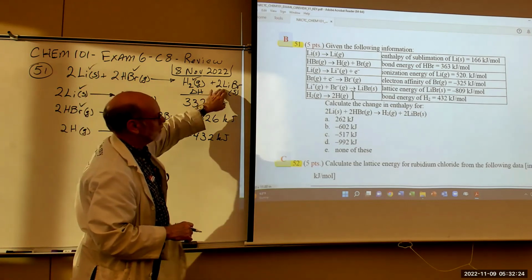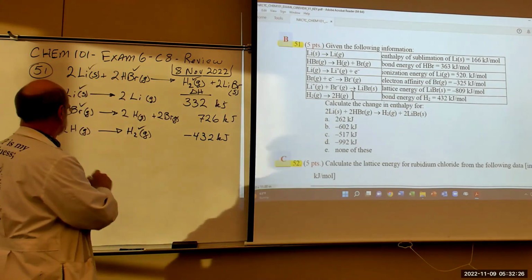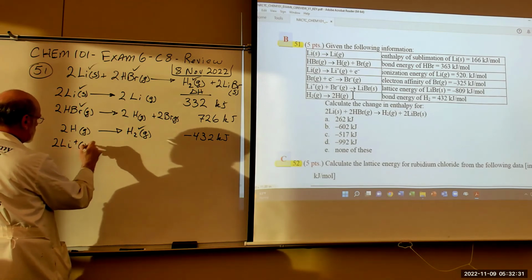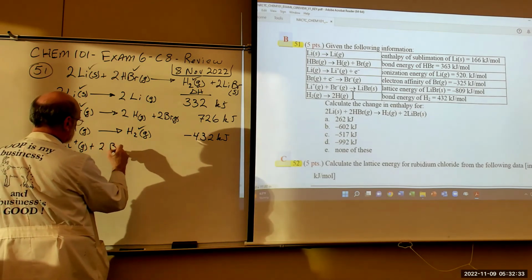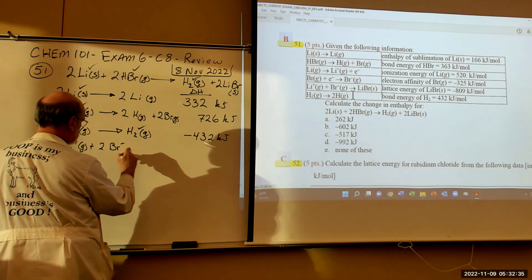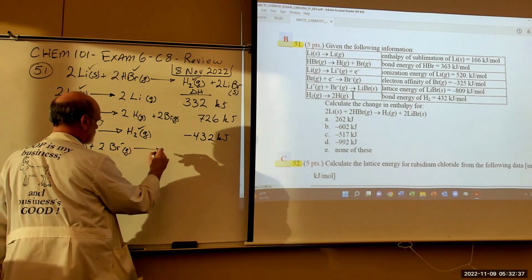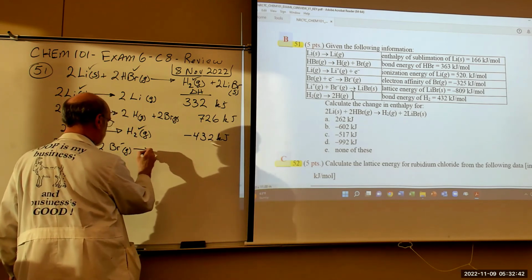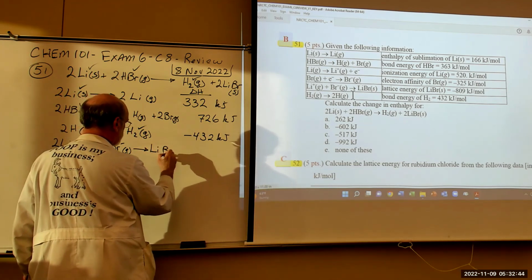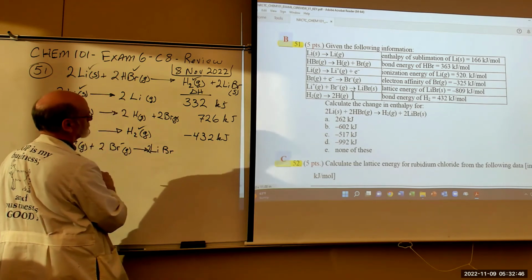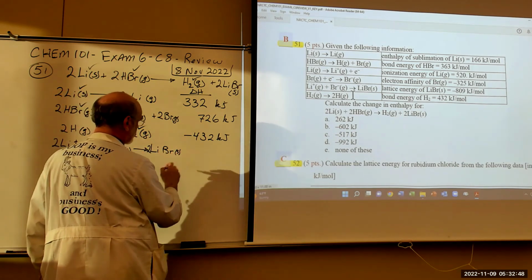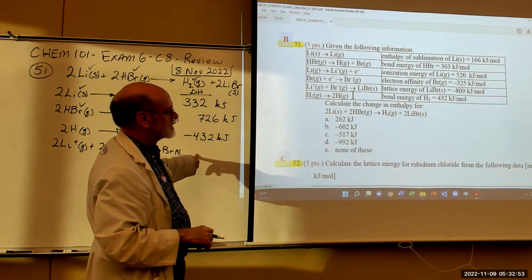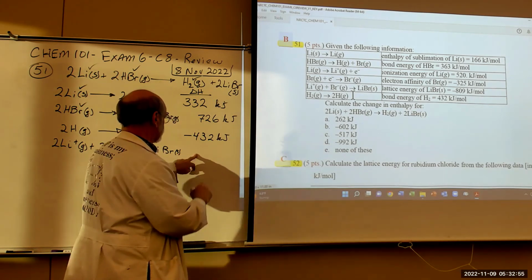And there are 2 lithium bromides, so we need to double the value. 2 lithium pluses plus 2 bromide minuses yields, let me make that a little shorter, lithium bromide, 2 of them, solid. Okay, so now we need 2 times that value, which is minus 809.